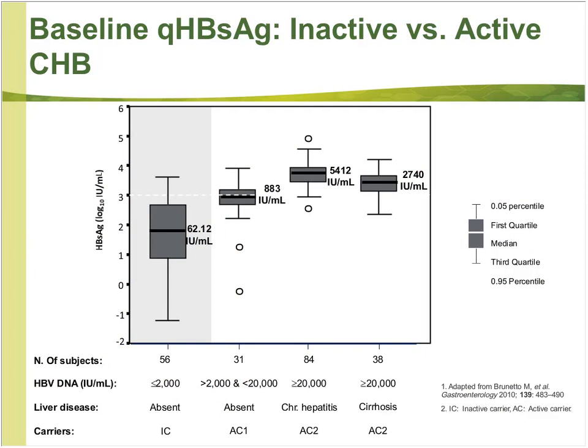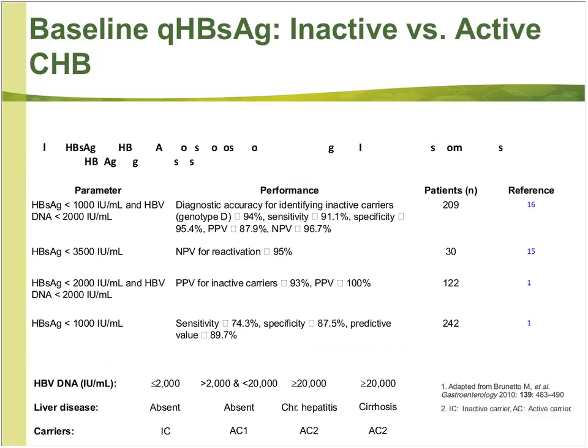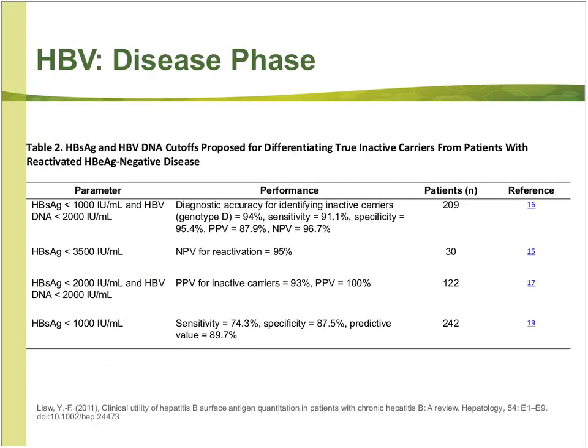Now we're looking across this with higher Quant-S levels, and they're active carriers. That's the AC designation. Active carrier 1, active carrier 2 with a little higher level of liver disease and higher level of risk of progression, and you may want to institute therapy in those individuals. Of course, this correlates with DNA level at some level of correlation. Here's another slide talking about HBV disease phases and looking at Quant-S and combining that Quant-S with Quant HBV DNA.